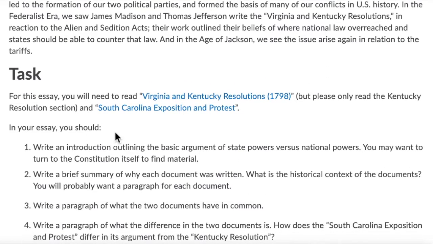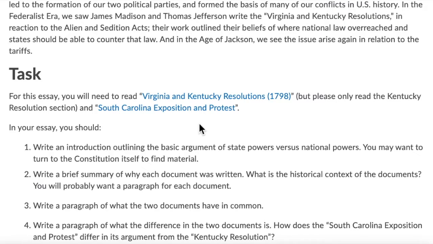So for this essay, you will need to read two documents, the Kentucky Resolutions and the South Carolina Exposition and Protest. Now, one of the things you're going to be asked to do in this assignment is to make clear that you understand the significance of the context of these two documents, particularly the time period in which they are written. This is a history course, so you're supposed to be able to show that you understand the history that each document reflects, and they were written at very different times, and the concerns of Americans during those two time periods were very different.